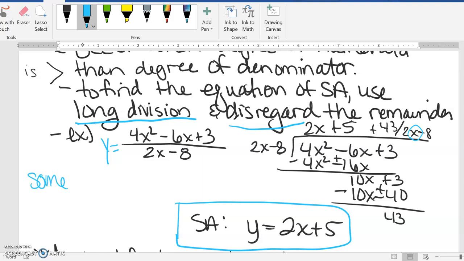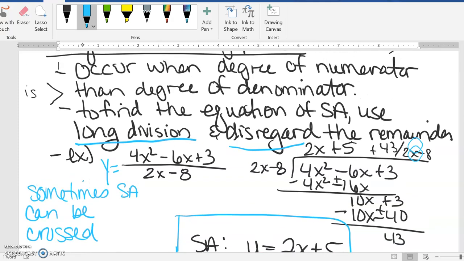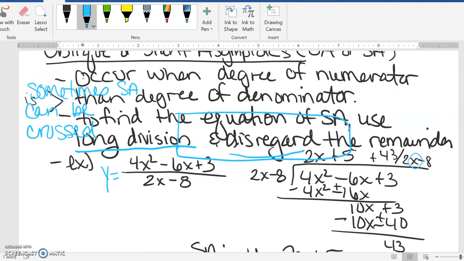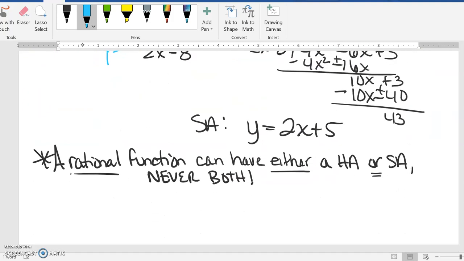And as with horizontal, sometimes slant asymptotes or oblique asymptotes can be crossed. We'll learn in class on Thursday how to check for that and when to know it happens. Doesn't happen all too often, but it can happen. So one thing I want you to think about is this.